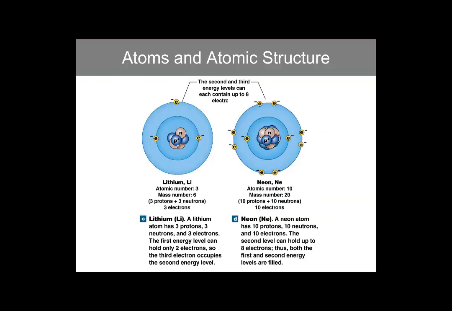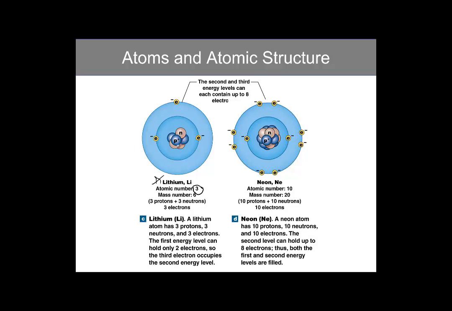Here we have two examples of atoms. The first one is lithium. Lithium has an atomic number of 3. Recall that atomic number refers to the number of protons within the nucleus, but also accounts for the number of electrons if the atom is electrically stable. So in the case of lithium, we have an atomic number of 3, 3 protons in the nucleus, and 3 electrons in the electron shell, or cloud.